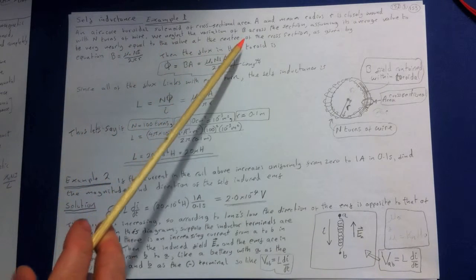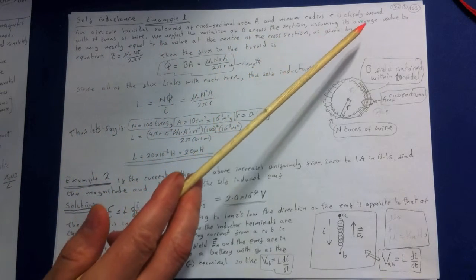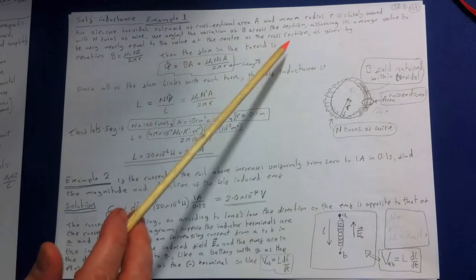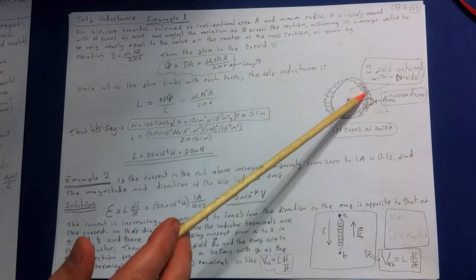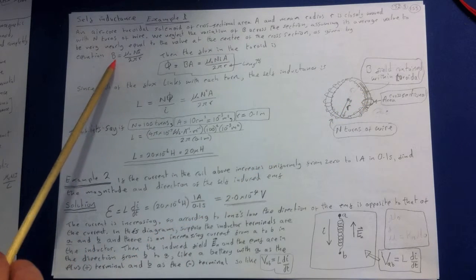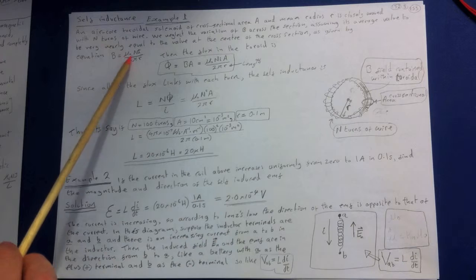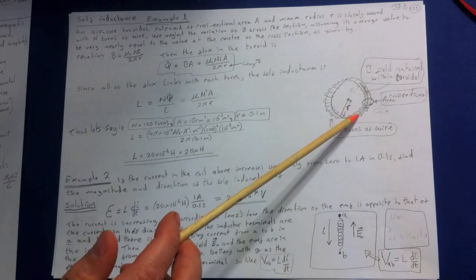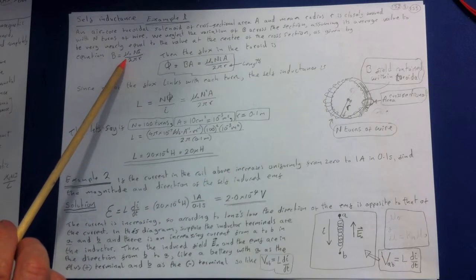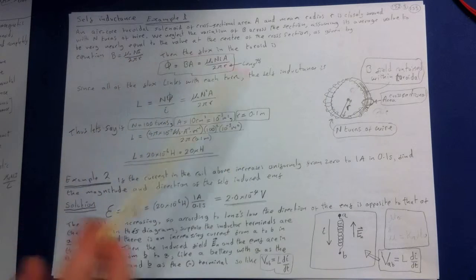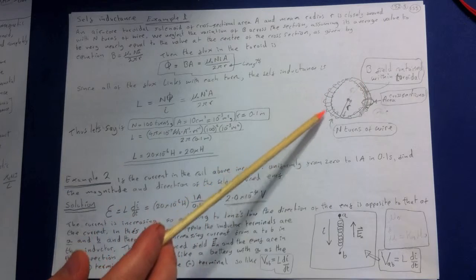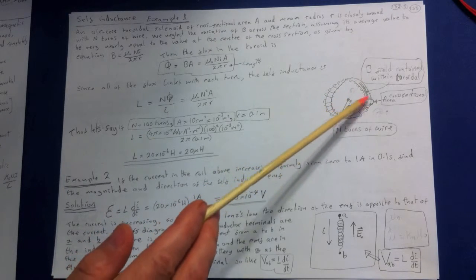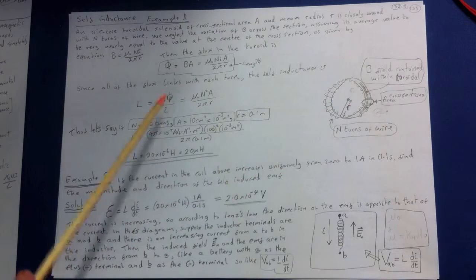We neglect the variation of B across the section, assuming its average value to be very nearly equal to the value at the centre of the cross section. The magnitude of the field going through the centre is B equals mu naught, N, I over 2 pi r, where mu naught is the magnetic permeability of a vacuum, N is the number of turns going round, I is the current being put through the coil, and 2 pi r is the length of this toroid, with r being the radius at the centre.